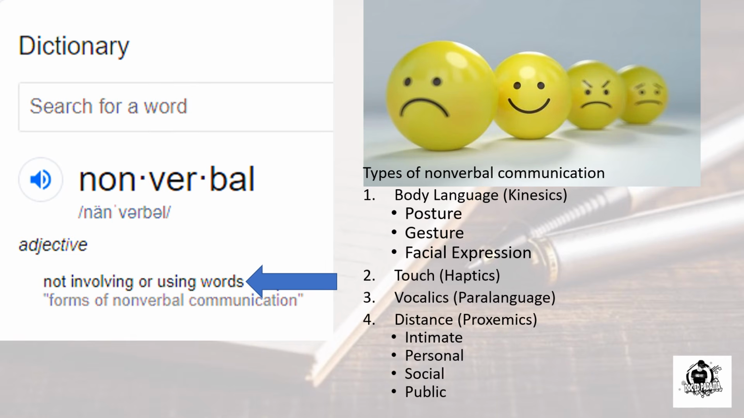The next one is distance or proxemics. And under this, you have intimate, personal, social, and public. This identifies and classifies your relationship with people. So, intimate refers to your relatives, mother, father, brother, sister. So, you are in close proxemics with these people. Personal refers to your close friends. And then social refers to your acquaintances. Public refers to people that you are familiar with because you see them every day.